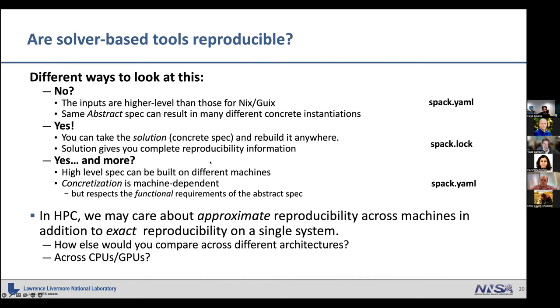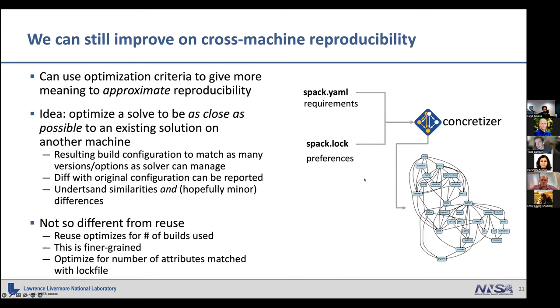A common complaint that comes up for Spack is that if you give it the same spec.yaml on two different machines, it may come up with very different versions of the software on the two machines, because maybe some versions are incompatible, maybe some don't work with a particular architecture, or some haven't been ported yet, or things like that. We could take essentially the same kind of optimization that we do for reuse right now and modify it to give something that's as close as possible to an existing concrete instantiation of an abstract spec.